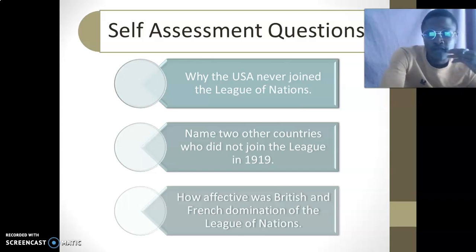So you have your self-assessment questions there. Why did the USA never join the League of Nations? Name two other countries who did not join the League in 1919. How effective was British and French domination of the League of Nations?